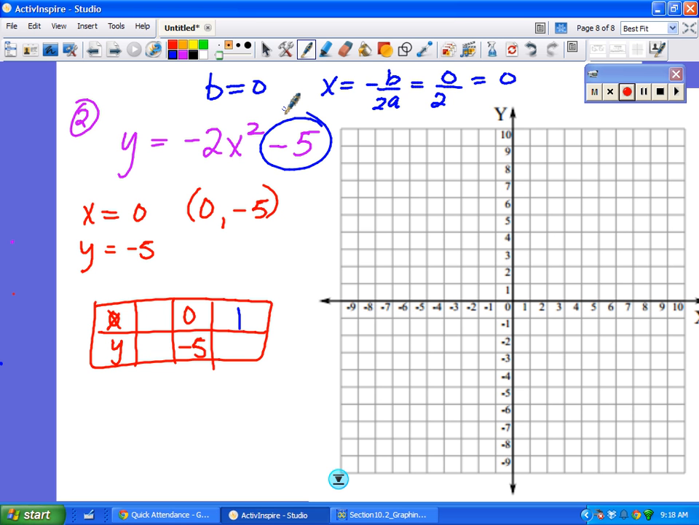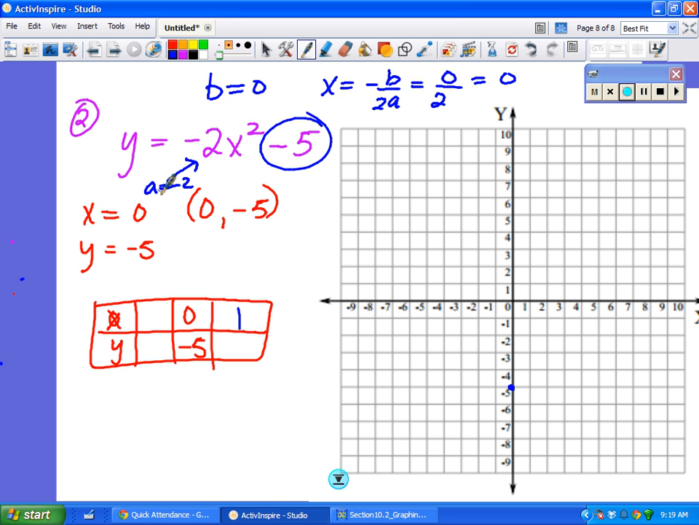So what does that tell you? For these types of problems, the vertex is always going to be on the y-axis. And is this going to be a sad or happy face? Sad, because a is negative, so this is going to be a sad face graph going down.